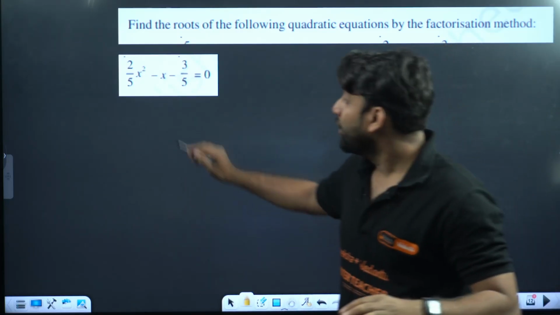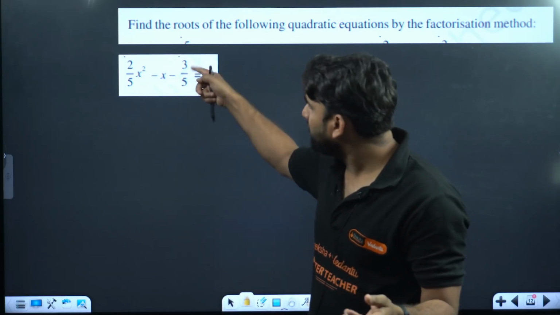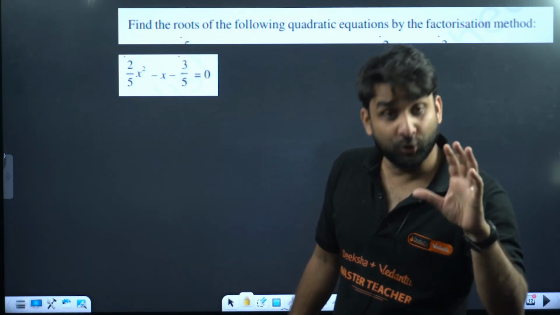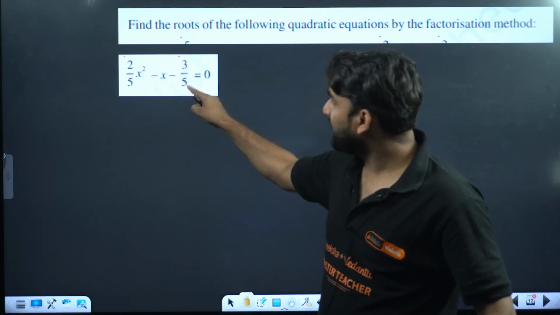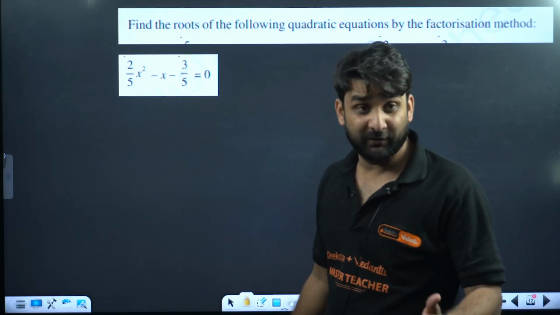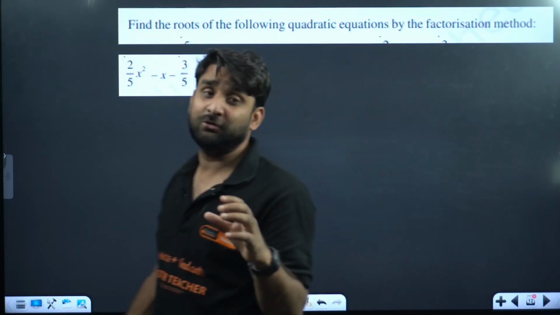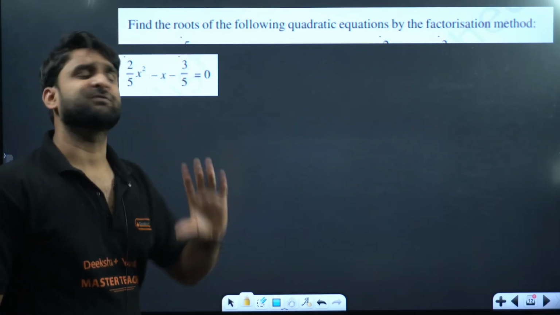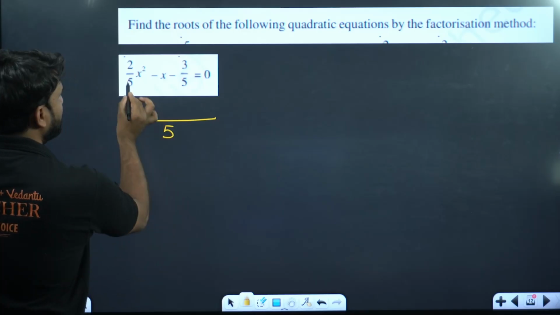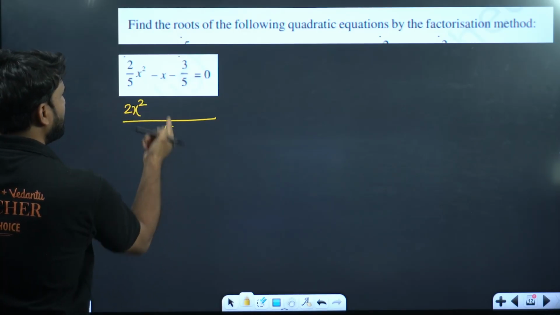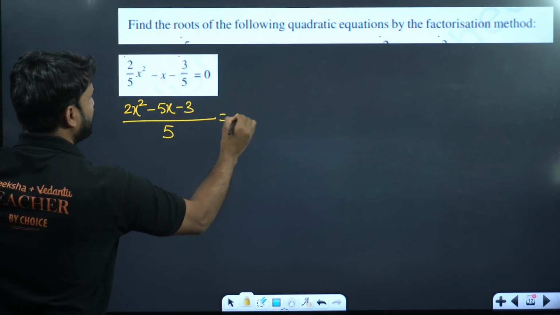My dear champions, whenever such a question comes up in front of you, in which the coefficients or constant term are in fraction form, do one thing: take the LCM and make the format very simple, because this equation looks a little bit complex because of the fractional value. So always make sure to modify the equation into the simplest format. So take the LCM. After taking the LCM, the LCM will be 5. So this will be 2x square as it is, and this 5 will go there, minus 5x, and this 5, so minus 3 will be as it is, equals to 0.